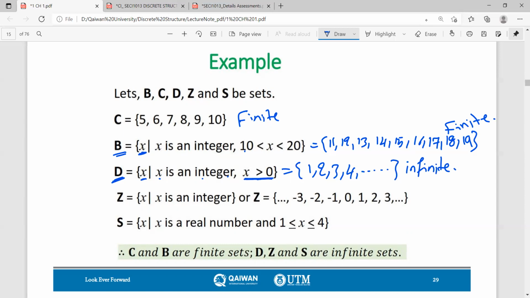Z. Set Z is the set of X, where X is an integer. That means it's the set of all integer numbers. Integer numbers start from -infinity up to infinity. Okay? So this set is infinite. We don't know how many elements there are in the set. It's infinite.